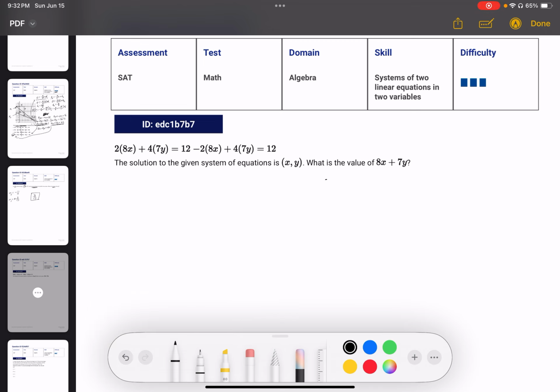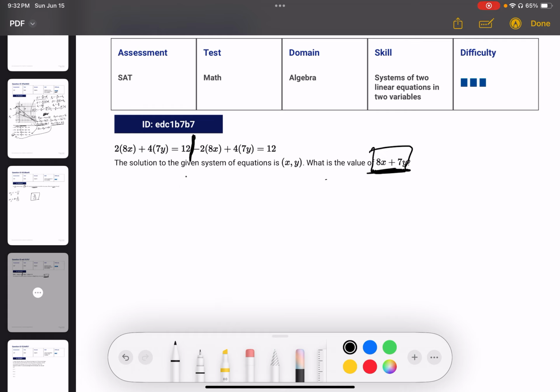So we have this equation, 2 times 8x plus 4 times 7y is equal to 12, and negative 2 times 8x plus 4 times 7y is equal to 12. Okay, so this printed out weird again. Those are the two separate equations. So we're going to solve this for the value of 8x plus 7y. So in these system of equation questions, you want to find one value first, either x or y, and then solve for the second one, and then plug it into whatever expression they give you, like this one.